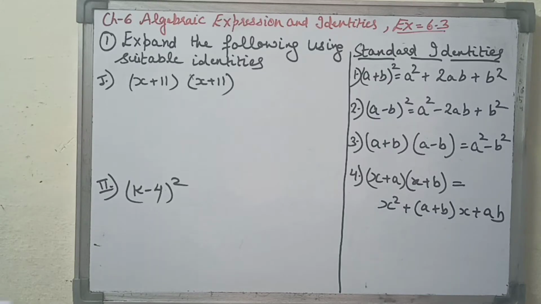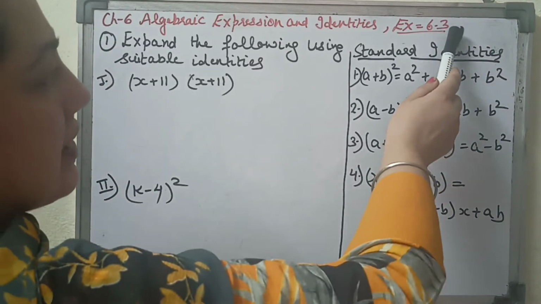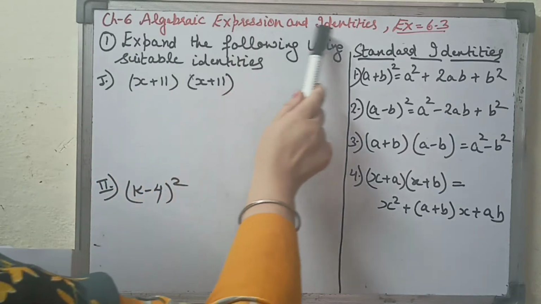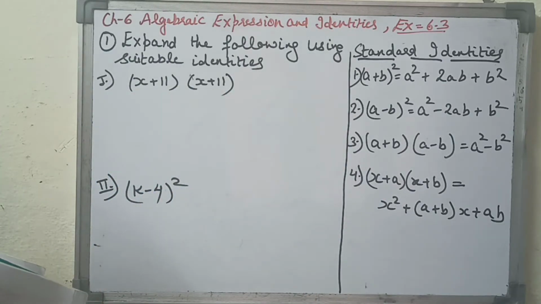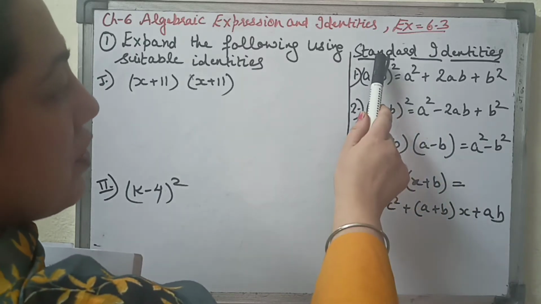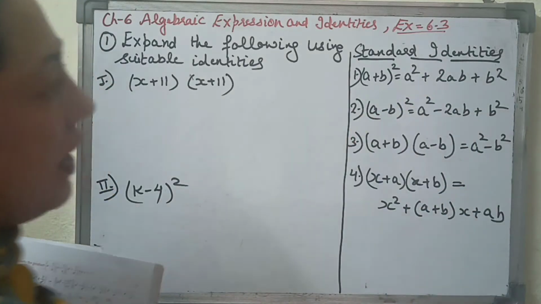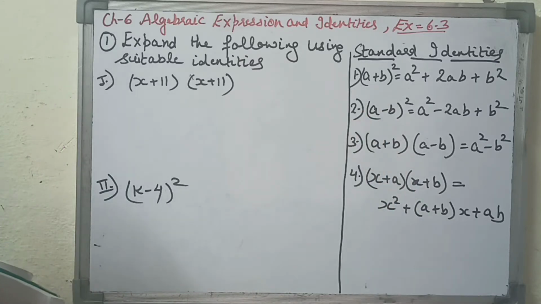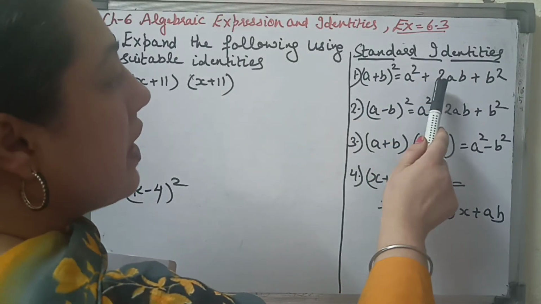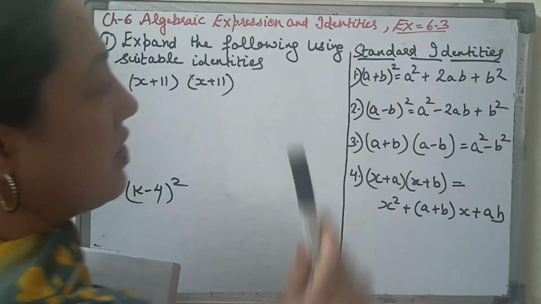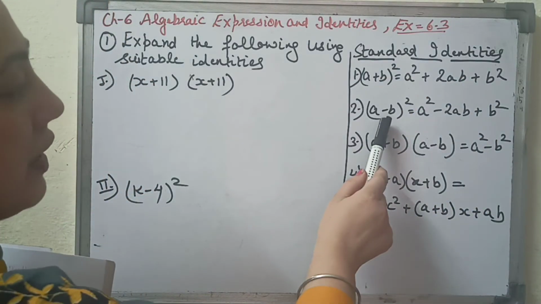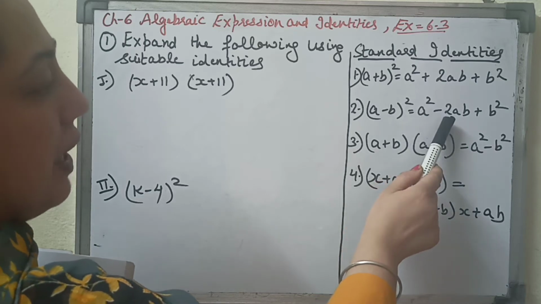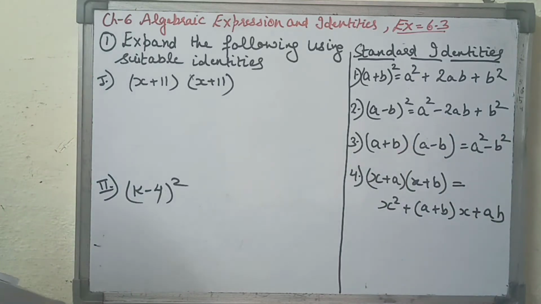Good morning, students. Today we will discuss exercise 6.3 of chapter 6, algebraic expression and identities. In this exercise, first of all we will learn some standard identities. The first identity is (a plus b) whole square, and that is a square plus 2ab plus b square. Another identity is (a minus b) whole square, that is a square minus 2ab plus b square.